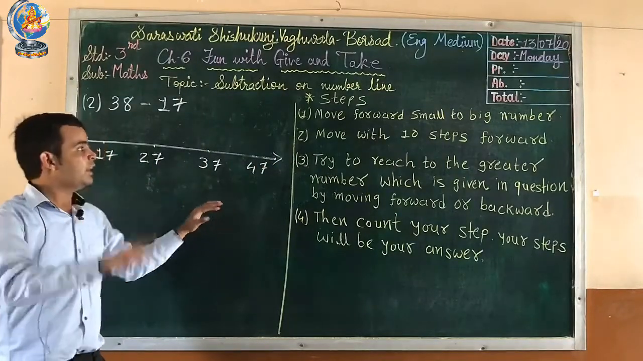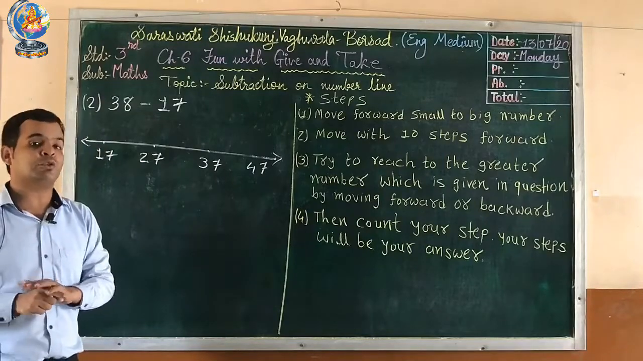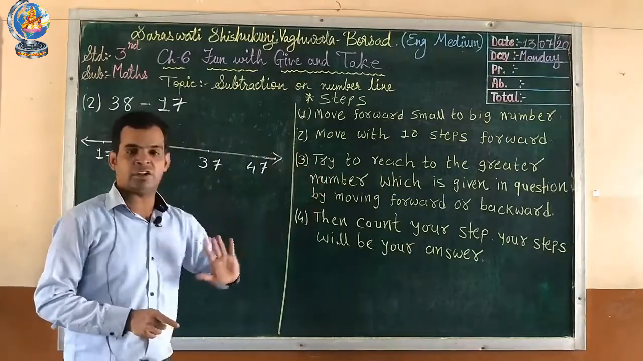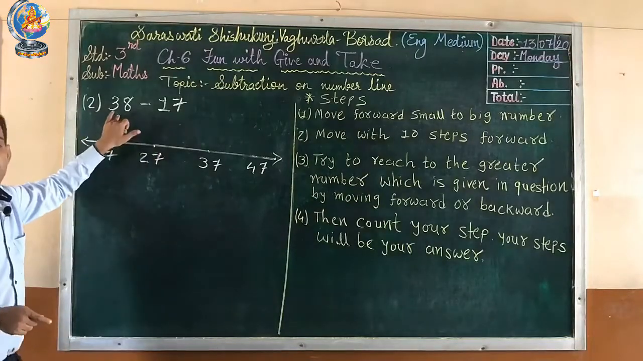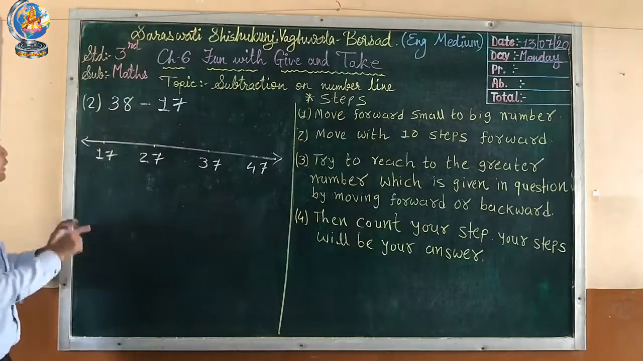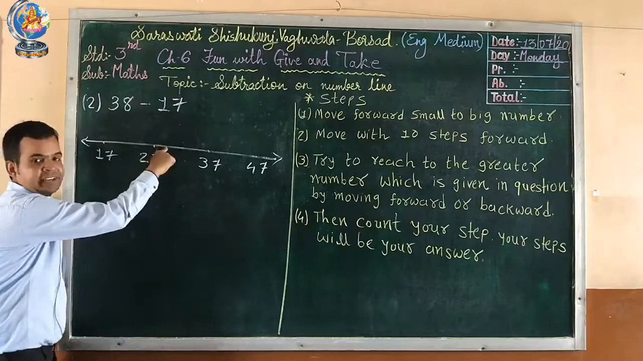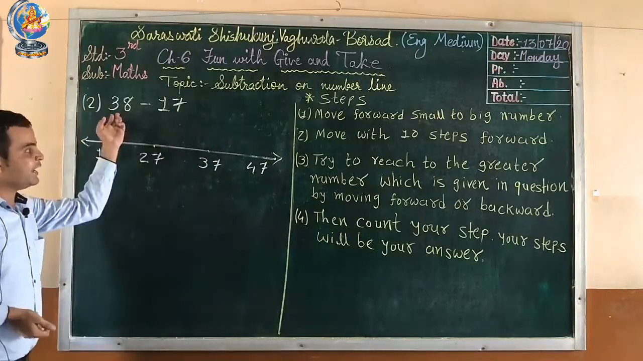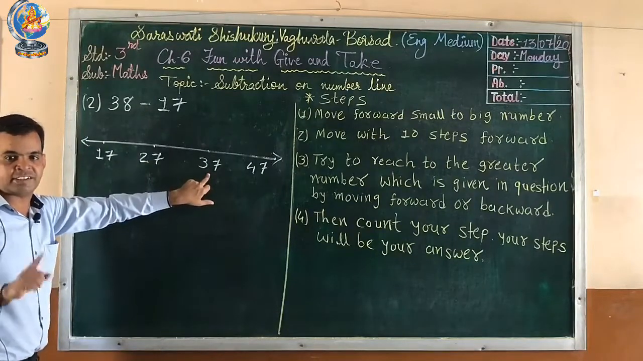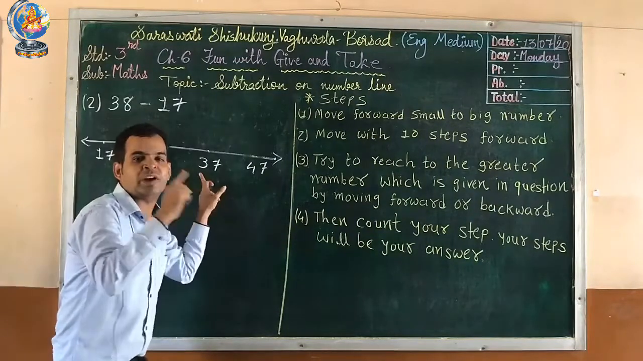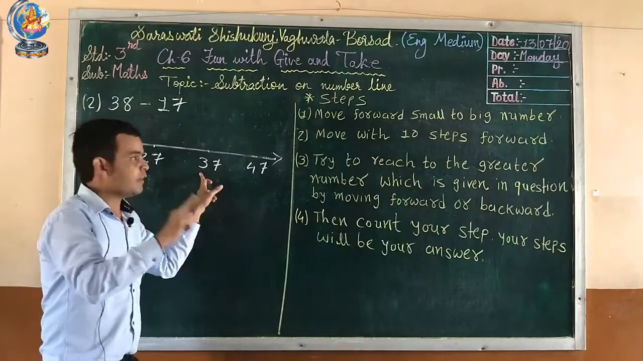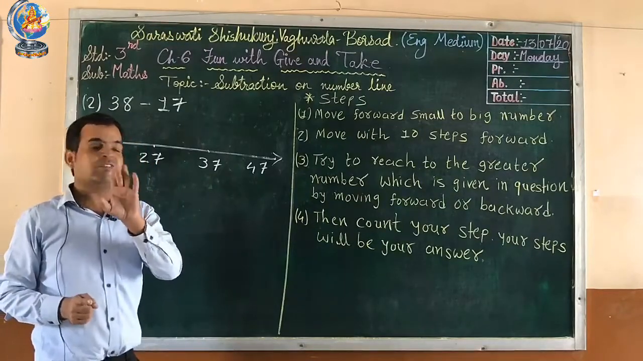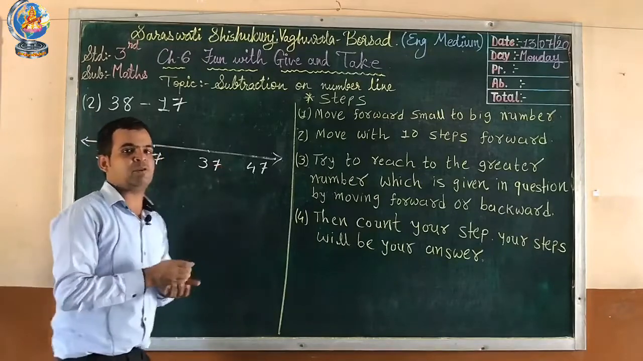Now in the third step, what do we have to do? Try to reach the greater number which is given in the question. The greater number given is 38. Now 17 plus 10 is 27, 27 plus 10 is 37. 38 is the nearest number after 37, so we have to jump only one step. If we jump from 37 to 38, we reach 38.